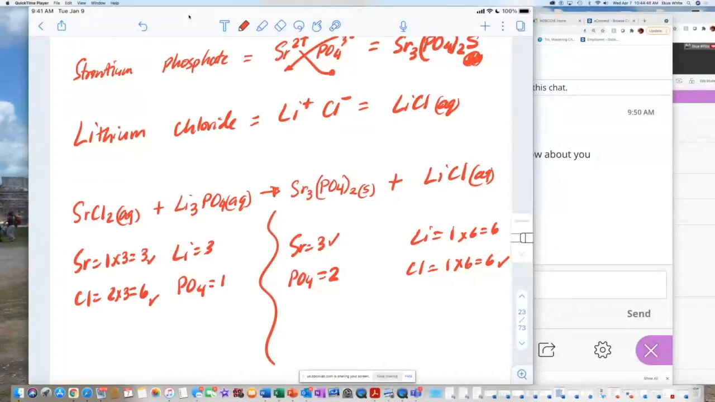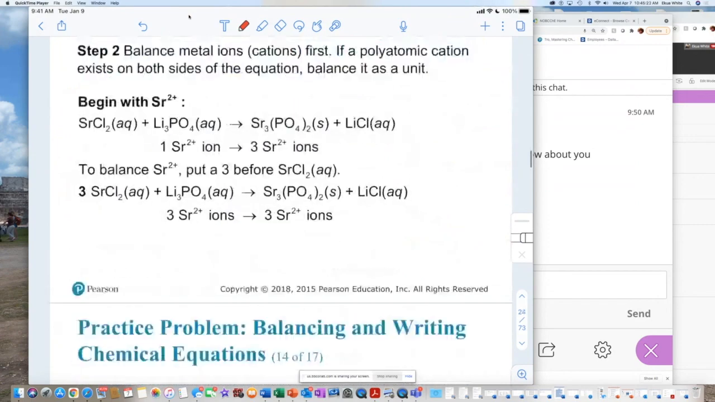In the process, I changed the Li. Li on the right is six. I have to make the left one six, times two to make six, times two to make two. The Li's are balanced. Oh, look at that. The PO4 are balanced. Okay. Now I can take my multipliers and write them in. This is going to be six on the right? The multiplier here is six. The multiplier here is two. The multiplier here is three. And this should balance. So let's see what they say.